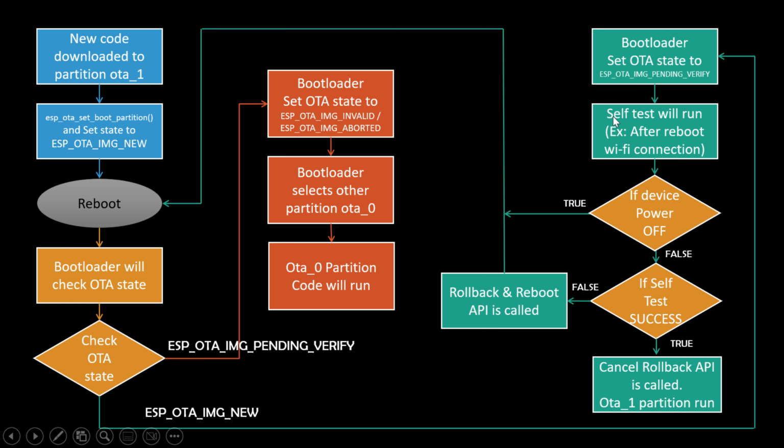So we have not called the cancel rollback API, and the device has been rebooted. What is happening here is it is rebooting and the OTA is checking. Its state is image pending verify. We will check this state, and the state will print here. So it is going here and the OTA 0 code is running again.